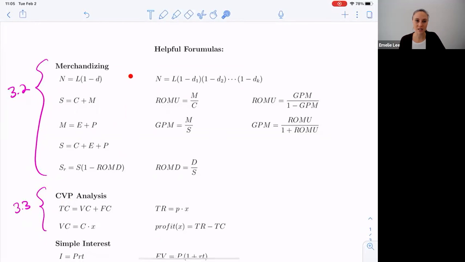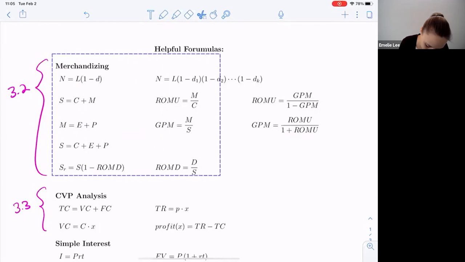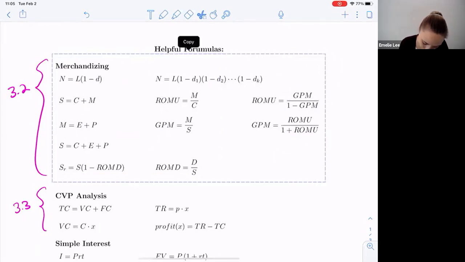I do want to spend quite a bit of time here in 3.2, right? There's a lot of formulas, a lot of ground to cover. But I think once we've defined each of these variables, so just like we did last day, right? Just as a little reminder, N is the net cost, L is the list price, and D is the trade discount. And we can have multiple trade discounts, and it would look like this, right? So I'm just going to copy this in here to our notes.